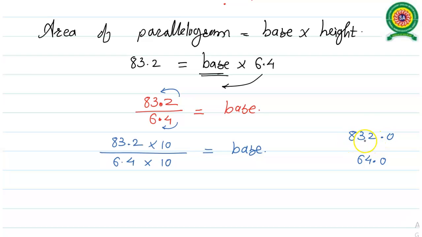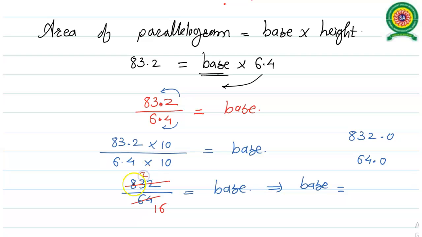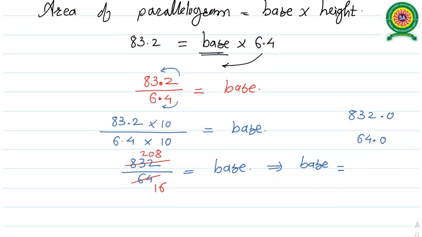Now 832.0 means we have 832 and 64.0 means we have 64. That is equal to the value of base. So I am writing base equals to. Now we know well that 16 4s are 64 and 4 2s are 8. 4 0 remainder is 3, 32, 4 8s are 32. So we will remain with 208 divided by 16. Now again 4 4s are 16, 4 5s are 20, 4 2s are 8.